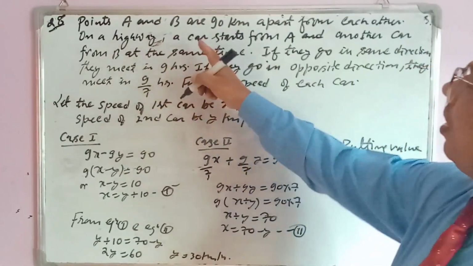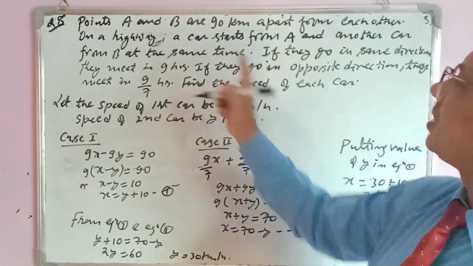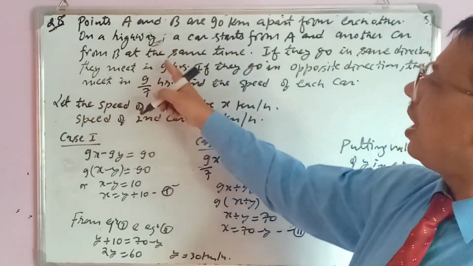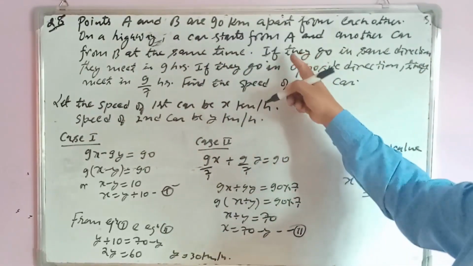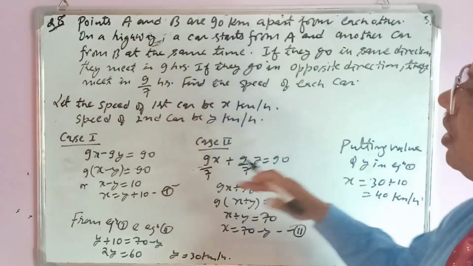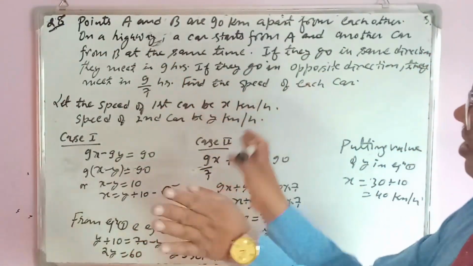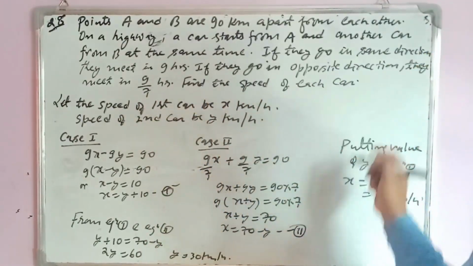On a highway, a car starts from A and another car starts from B at the same time. Means they move at the same time. If they go in the same direction, then they meet in 9 hours. If they go in the opposite direction, they meet in 9 by 7 hours. Find the speed of each car.